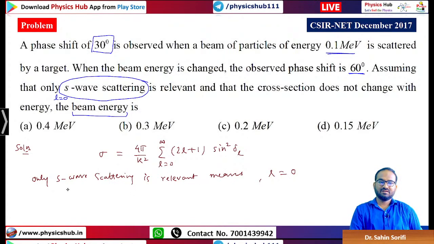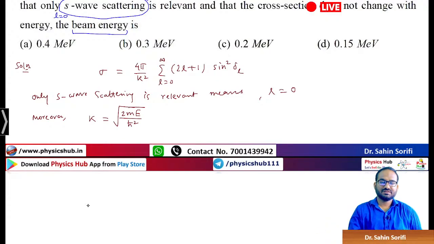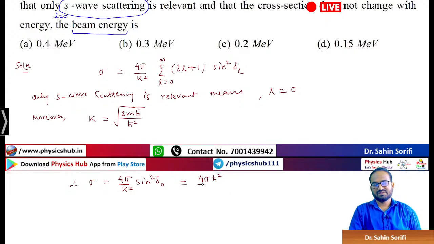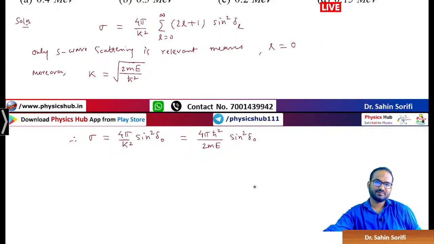Now this k is what? k is nothing but square root of 2mE by h cut square, right? And hence the sigma value will be 4 pi by k square. If you take L equals 0, it becomes sin square delta 0. If you put the value of k square as 2mE by h cut square, this becomes 4 pi h cut square divided by 2mE, sin square delta 0.